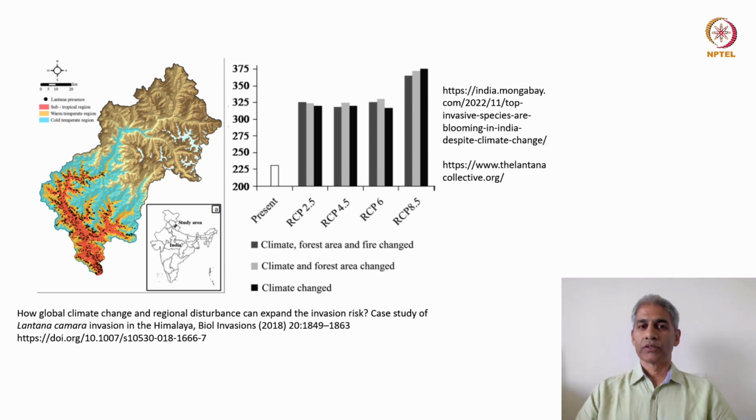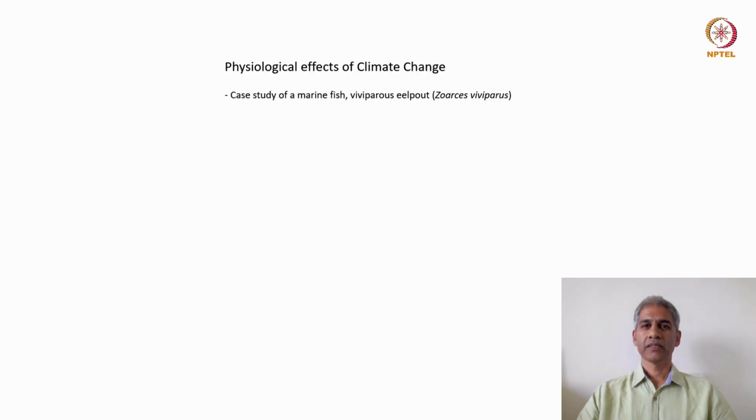in the graph. So Lantana camara is a huge problem in Indian forests, and there are many reports on how it can lead to a loss in biodiversity across different forests in India. And you can look up these reports, which are highlighted here on the slide.